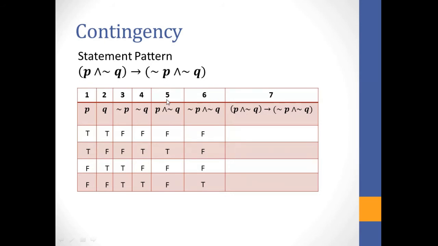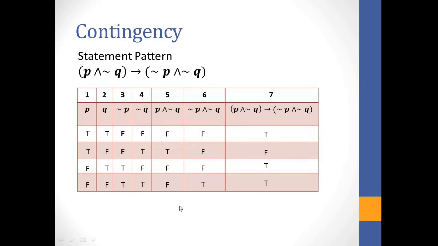Okay, now last one. Column number 5 implies column number 6. See here, as per the given. F implies F is T, then T implies F is F, and third one, F implies F is again T, and F implies T is also T. Remember the table of implication. By that we get the entries in the last column as T, F, T, T, like this.